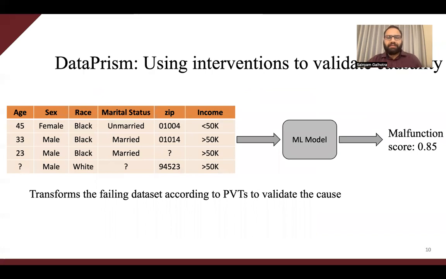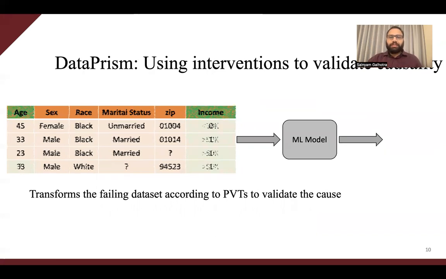We start with the same dataset we saw in the previous example. Now, we transform this dataset according to, say, two different PVTs. First, we impute the missing values in the age column, and second, we transform the income column to 0 and 1. Now, after this transformation, we evaluate the malfunction of the model with respect to this new dataset. This malfunction value confirms whether the changes performed in the original dataset help to reduce malfunction or not.